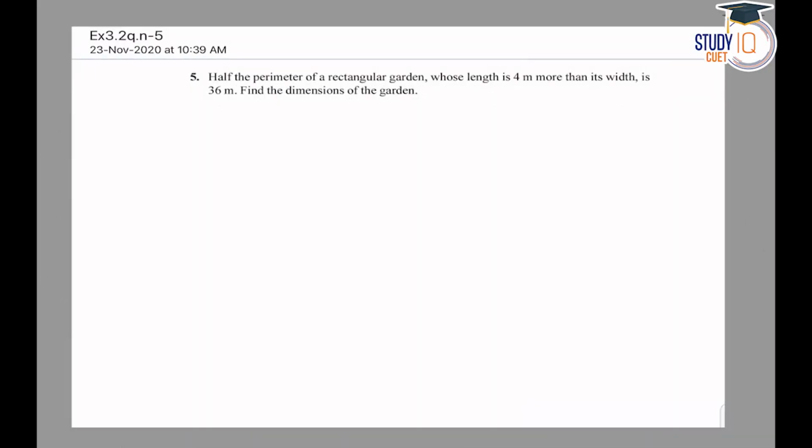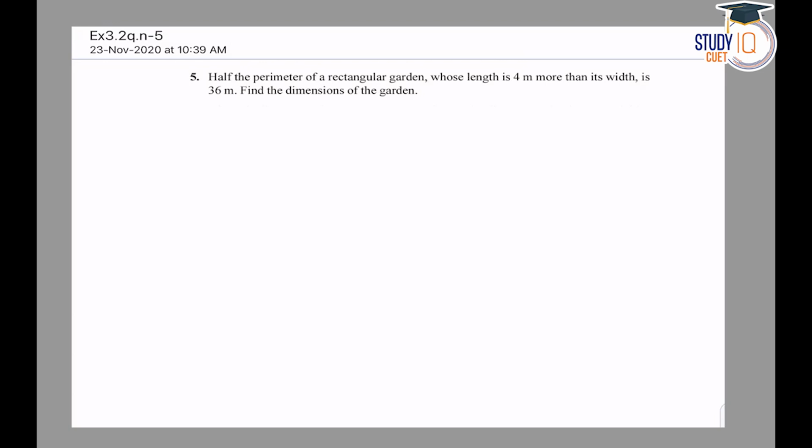Hello student, this is NCERT class 10th math exercise 3.2 question number 5. The question is: half the perimeter of a rectangular garden, whose length is 4 meter more than its width, is 36 meter. Then find the dimension of the garden.